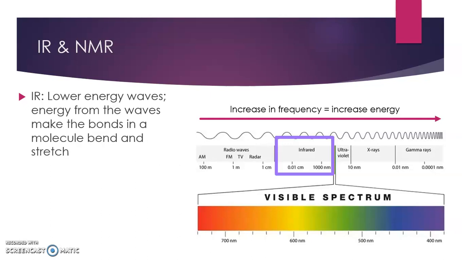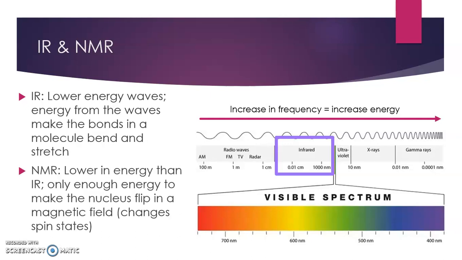Based on how much energy is consumed, we're able to determine what kind of bonds are there. Is it a carbon-carbon double bond? Or is it a carbon-oxygen double bond? Or is it a carbon-carbon single bond? Stuff like that. So using IR, we're able to determine what particular functional groups are there in an organic compound. NMR is even lower in energy on the spectrum. It only has enough energy to make the nucleus flip in a magnetic field.